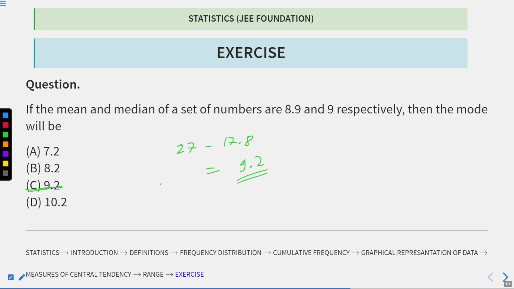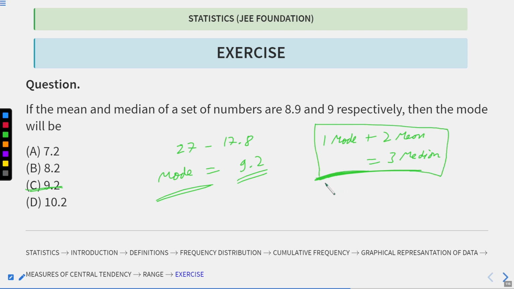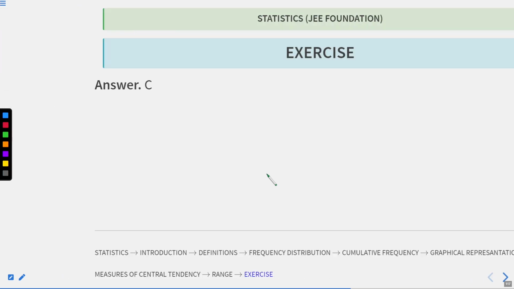I hope you memorize the formula for the relationship of mean, median, mode. Let me once again write it for you: 1 mode plus 2 mean is equal to 3 median. I hope you remember this formula, or if you are not familiar with it, please remember it and try to memorize it, because this is very important from a statistics perspective. Okay, let's move to next.